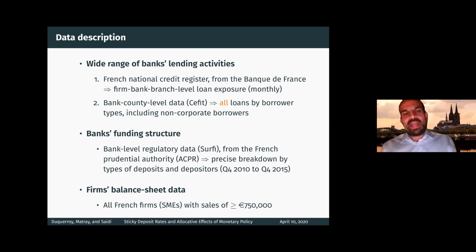And finally, we can bring in firms' balance sheet data for SMEs with sales of at least 750,000 euros. Okay, going forward, I will call these firms large firms. By large firms, I mean firms with balance sheet data, when indeed they are SMEs. I acknowledge that might be a misnomer.